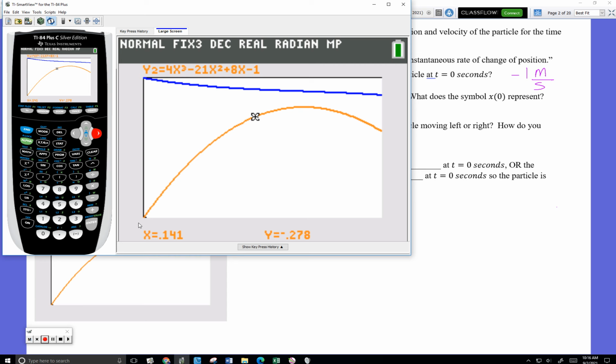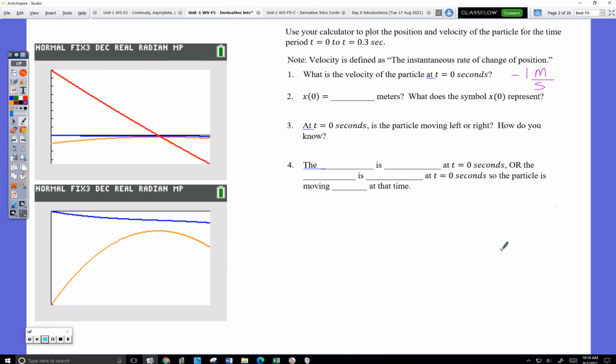Cool. So let's write some things down on the sheet. Velocity of the particle at time equals zero, we already did that. Okay, please pay close attention to this symbol here. I said to Luke that when you look at a graph, you must keep track of two things simultaneously. When I look at the blue graph, right here, I have to keep track of the position and the time. That's why you have a symbol like this, x of 0. That's keeping track of two things.